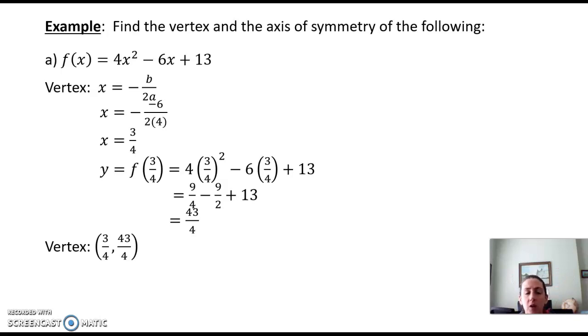Now the axis of symmetry comes straight through that point, and the axis of symmetry is a vertical line. A vertical line is x equals a number, so no matter where you are on that vertical line, it's never going to change. Well, since it goes through the vertex, and we know that x value is 3/4, the axis of symmetry is that vertical line, x equals 3/4.